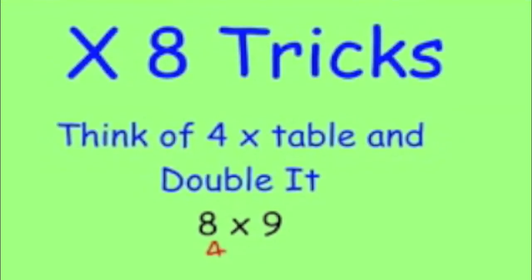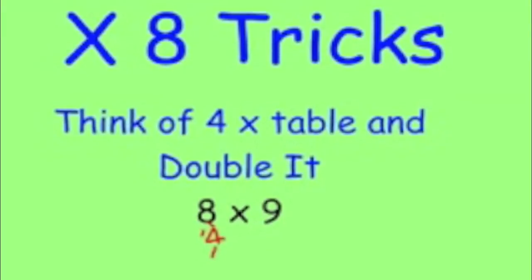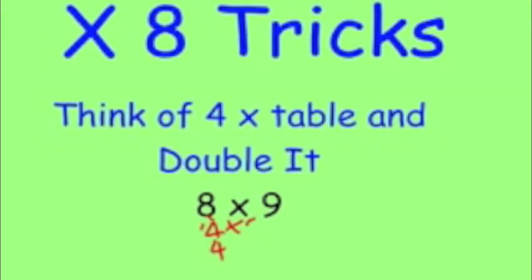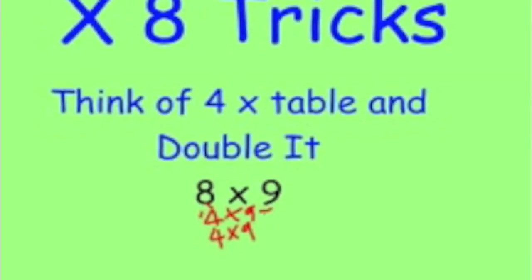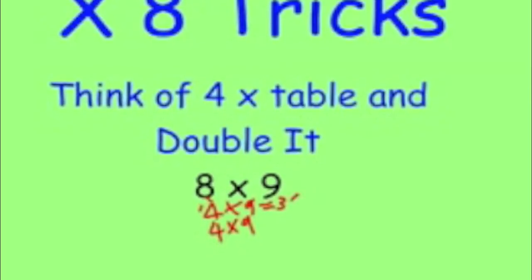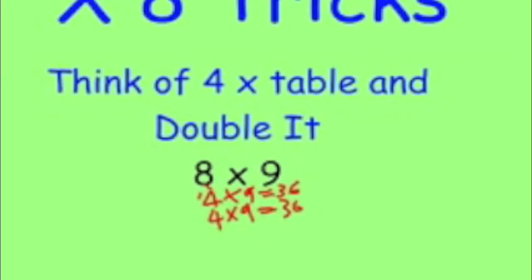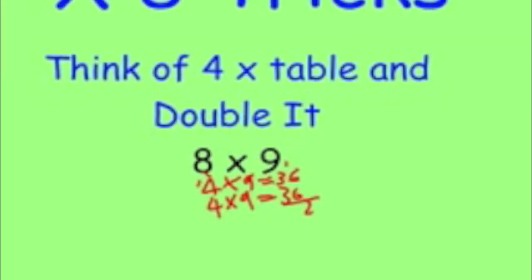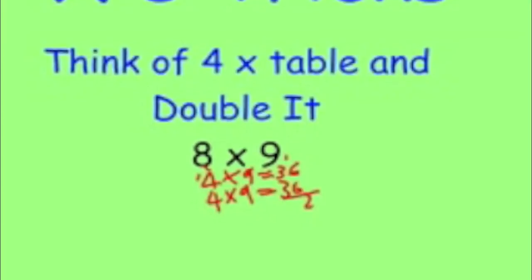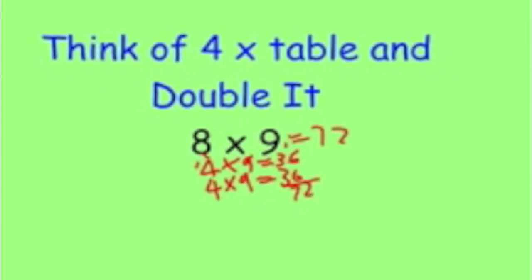8 can be split into 4 and 4, right? So it equals 4 times 9 plus 4 times 9. 4 times 9 equals 36. 4 times 9 equals 36. Add them together, it equals 72. So the answer to this question is 72.